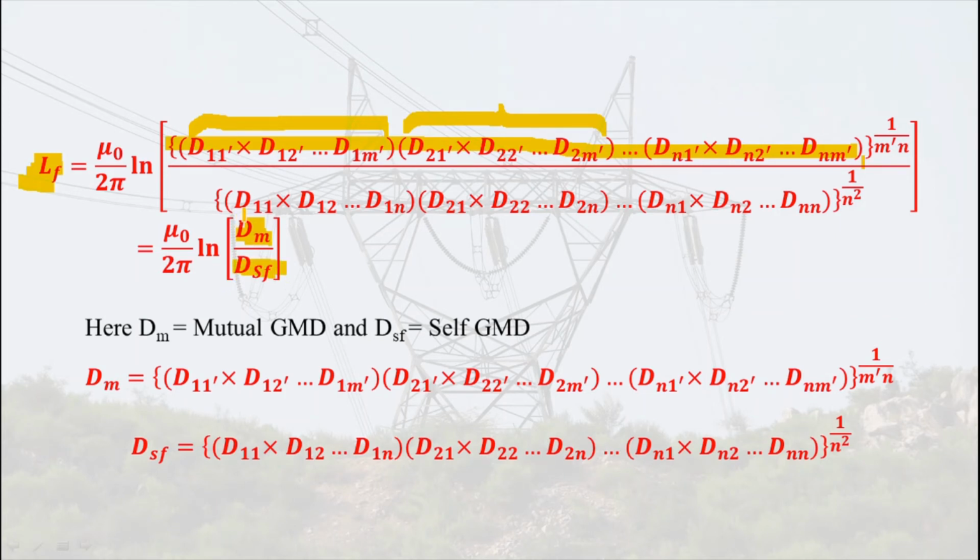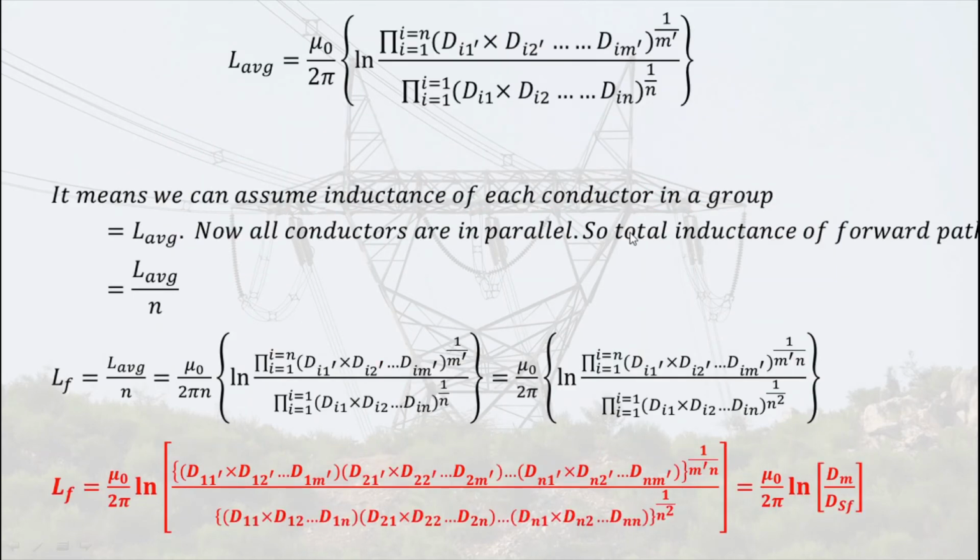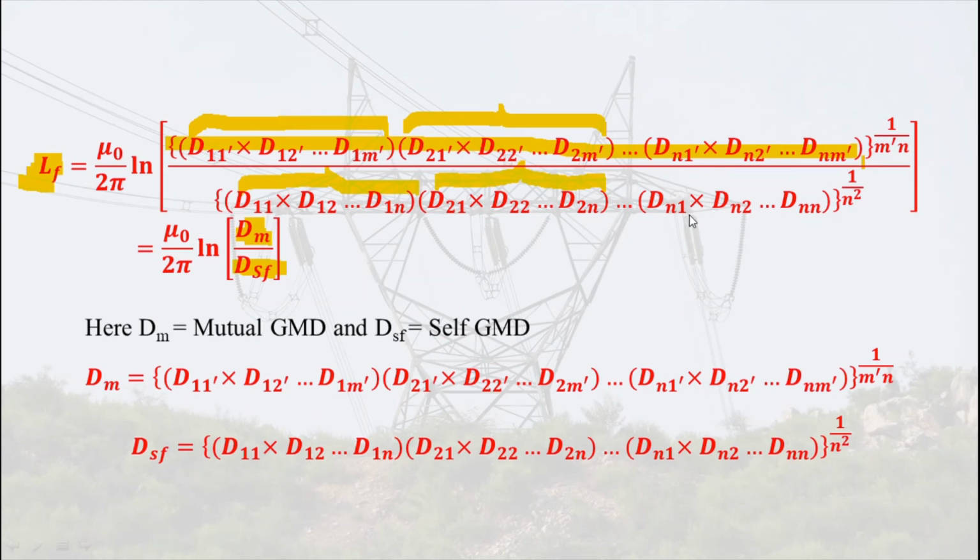In case of Dsf, we take the distance of conductor 1 with respect to all the conductors in group 1, and here we take the distances of conductor 2 with respect to all the conductors in group 1, and in this way we take the expression for the nth conductor with the distances of all the conductors with respect to the nth conductor in group 1. Now here we take the square of the number of conductors whose inductance we are calculating. Here we are calculating the inductance of the forward path and there are n conductors in the forward path. That's why here we take n square.